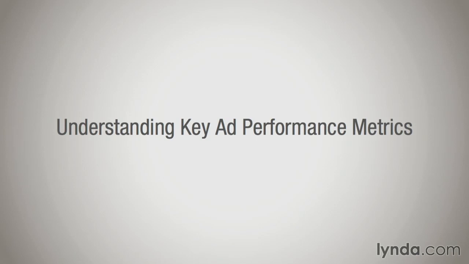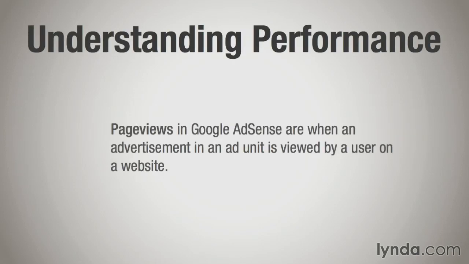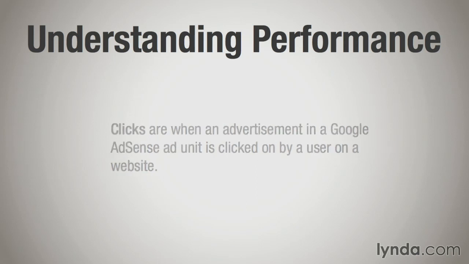Before we go into the Performance Reports section of Google AdSense, it's important to take a look at a few key terms that we're going to be seeing within that section. The first one is page views. Page views in Google AdSense are when an advertisement in a Google AdSense ad unit is viewed by a user on a website. The more page views you have, the more money you're going to make.